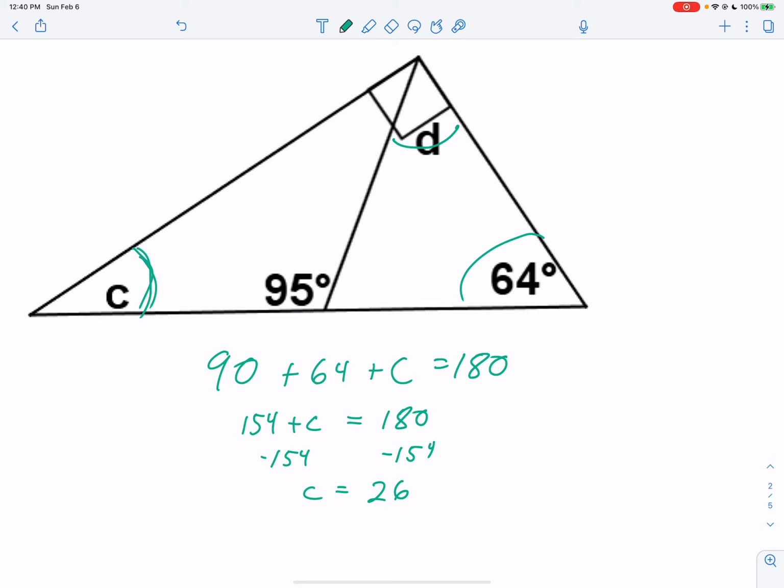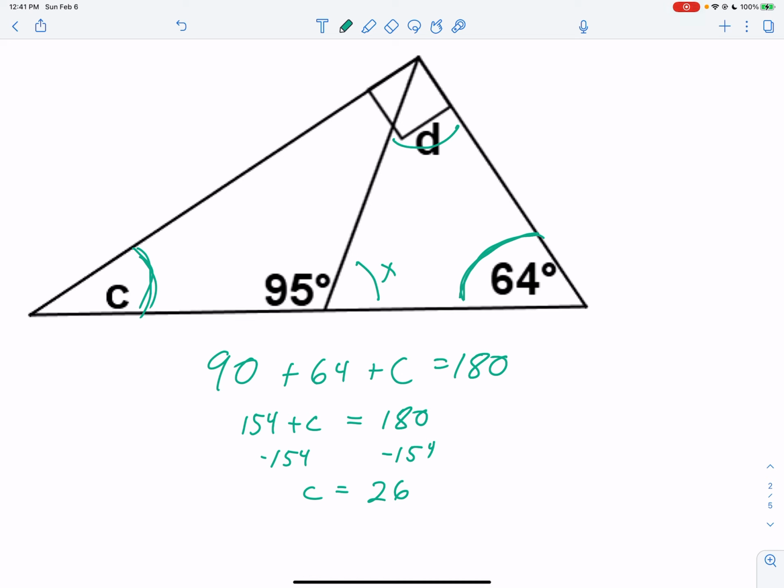D is part of this triangle. I don't know this angle right here. Let's just call it X. And I know what this is, but I can't just use 90 in this case. It's not going to help me. Now I could figure out what this part is. There's two methods to go about this. Let me show you both of them.